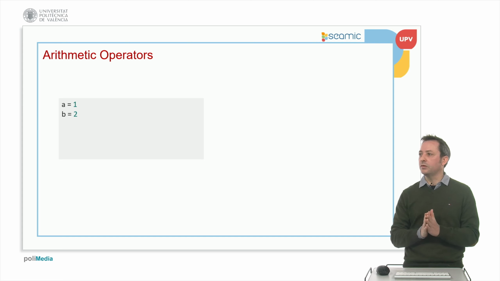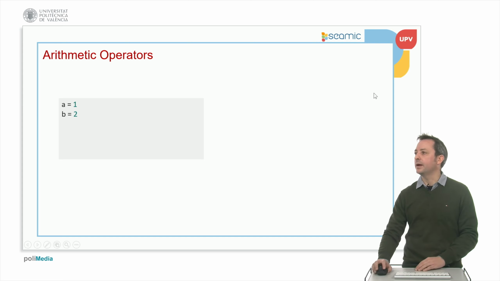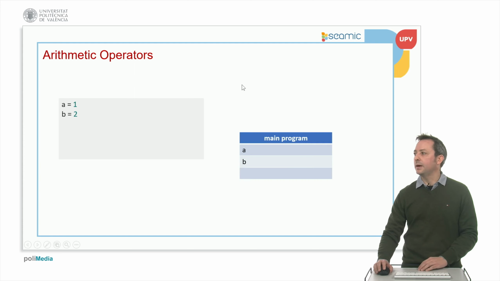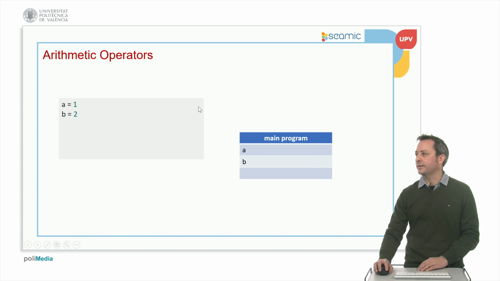So, first of all, we define two variables, a that we assign the value 1 and b that we assign value 2. That's easy. But we are going to think as the memory of the program in this way. Let's think that here we represent the memory, and here we define at this point two variables, a and b, that have two values, in this case 1 and 2.